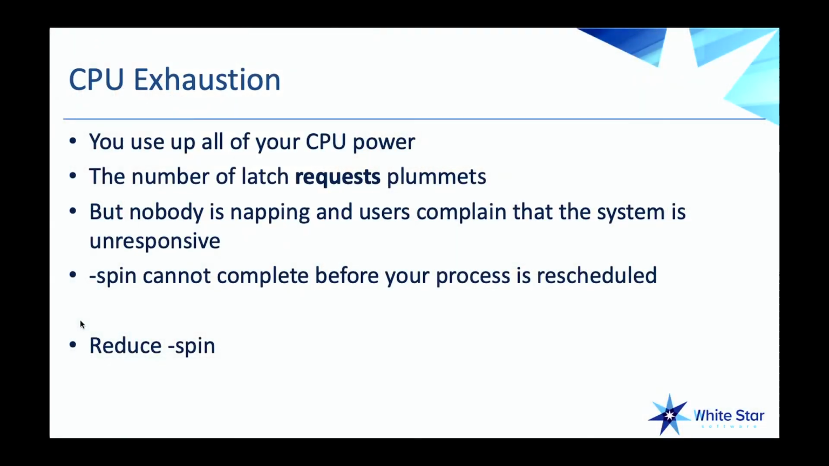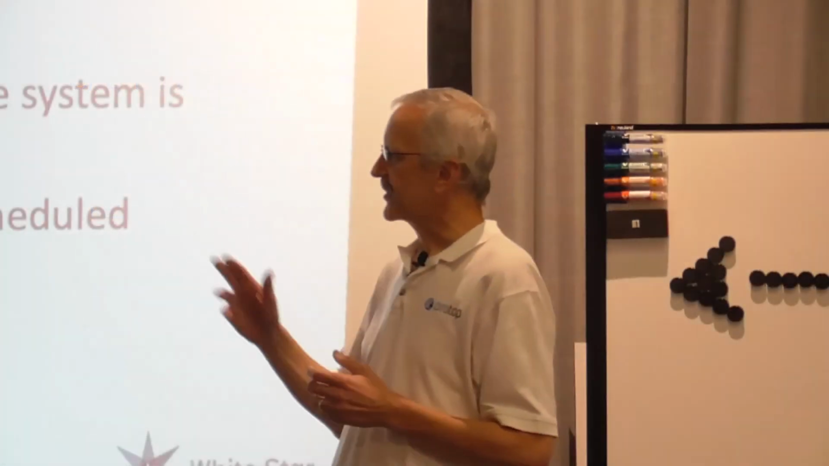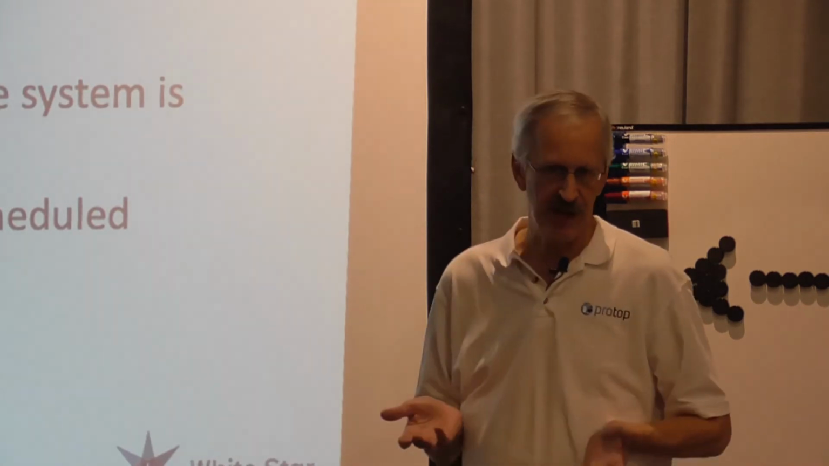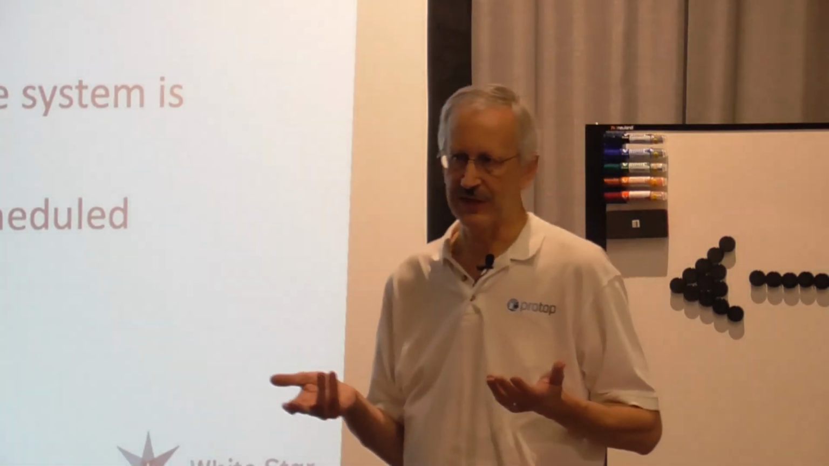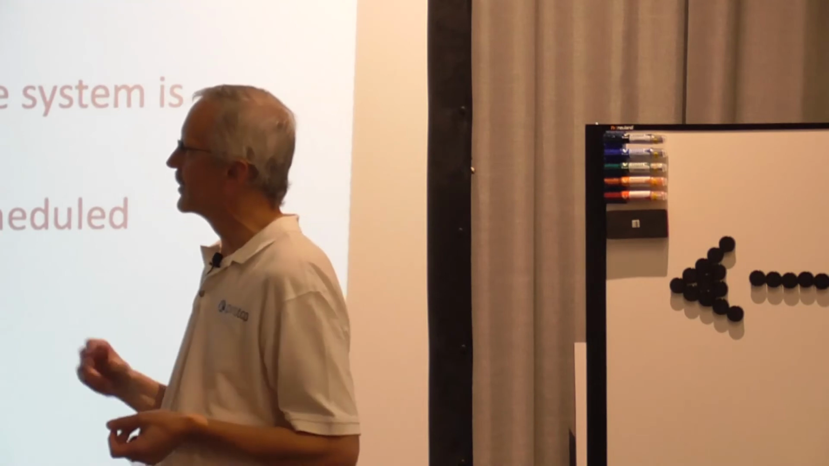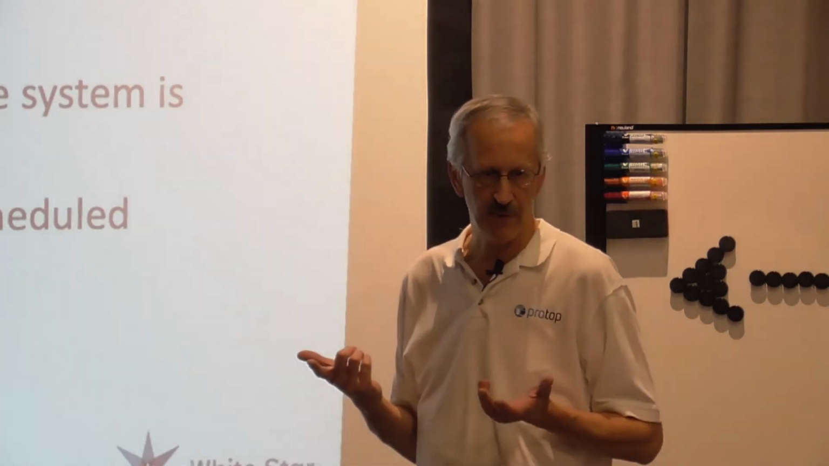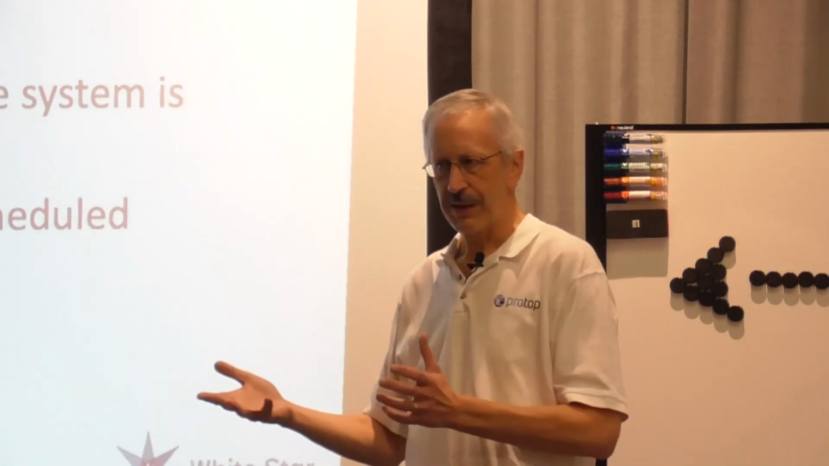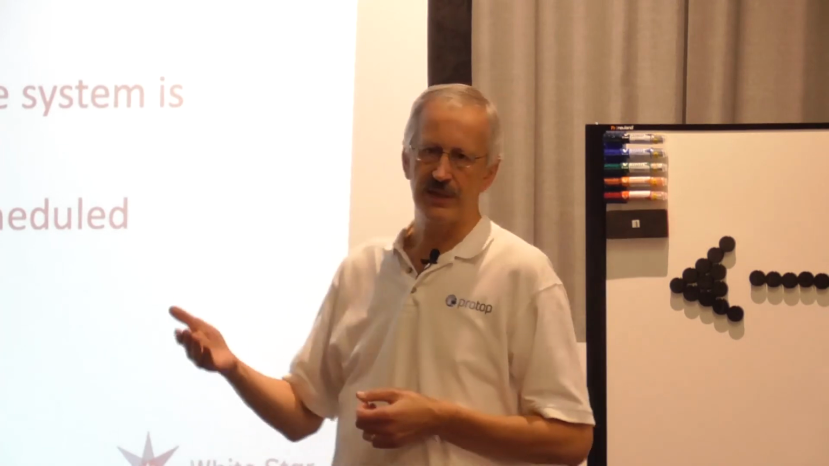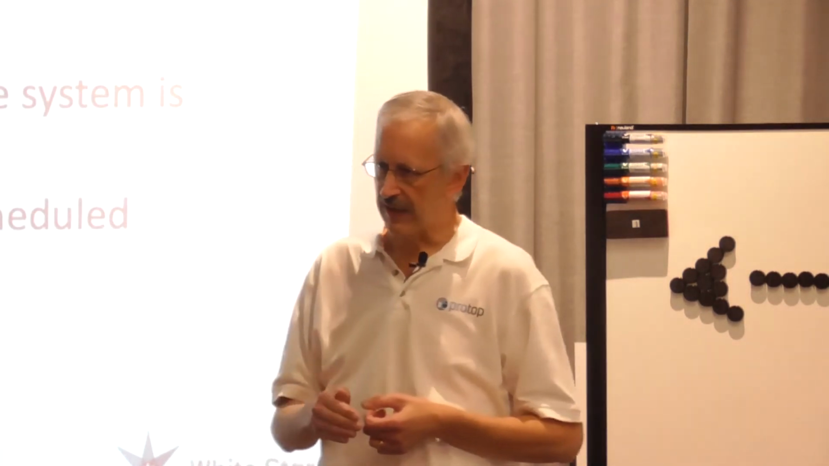The inverse of that is CPU exhaustion. In this case, you look at it and you're using most of your CPU. You're in the high 90s, 95, 98% CPU utilization. And the number of latch requests has gone down. Nobody's napping, but the users are complaining that the system's not very responsive, which makes sense because you're using a lot of CPU. Basically what's happening here is the spins can't complete before your process gets rescheduled by the operating system. So you've used more CPU power than you have available. That means you set spin too high, so reduce the value of -spin.